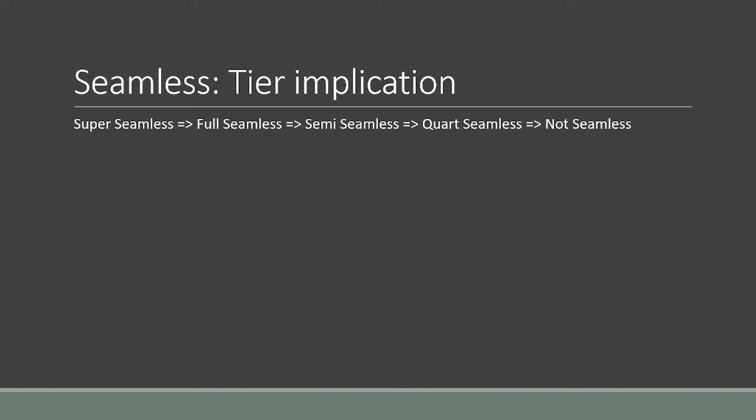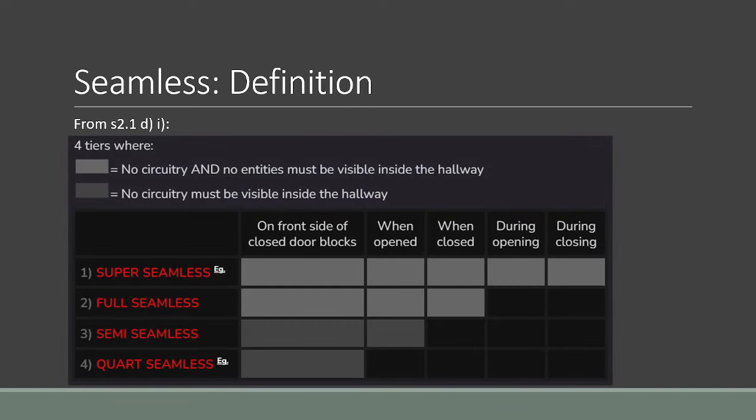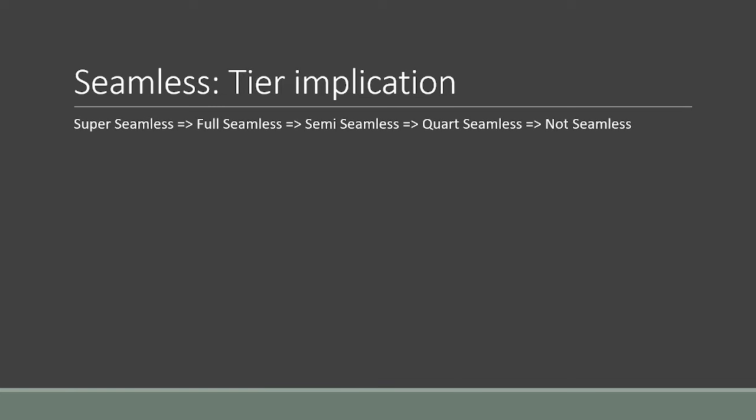So note that this implication only works one way, because as we have seen in our previous slide, the restriction is additive. So the higher the tier of seamlessness, the more restrictive it gets. So it only works in one way and not the other. So full seamless would definitely not imply super seamless, but super seamless would imply full seamless, etc. So that is the tier implication of seamlessness.